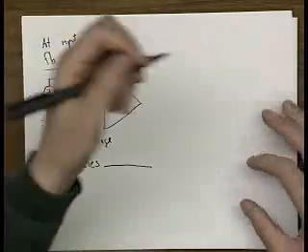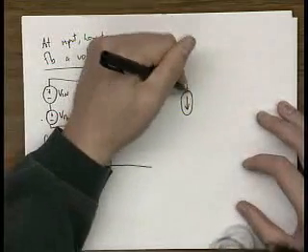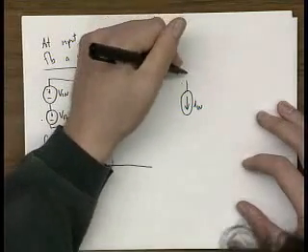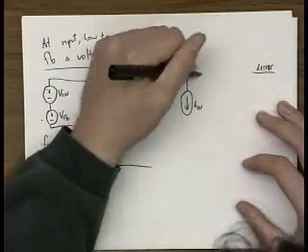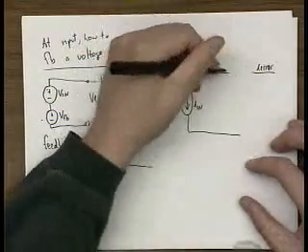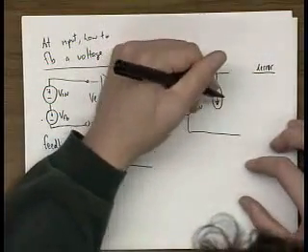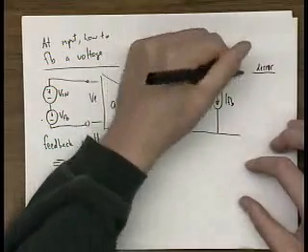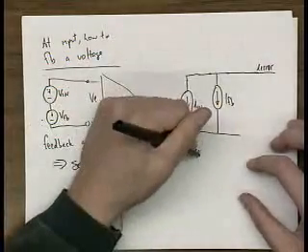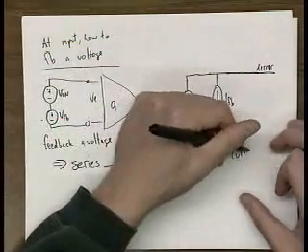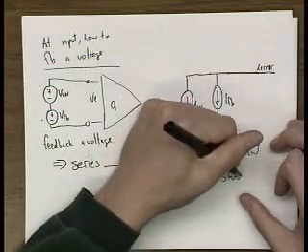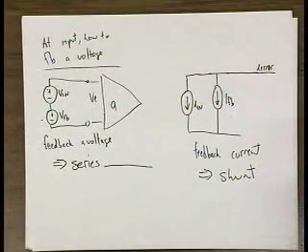Similarly, if your input is a current, and you want to feed I error into your amplifier, how do you do that? You put I feedback in parallel, or in shunt, with your input current. Everyone see that? Any questions? I'll leave this up here for a second.